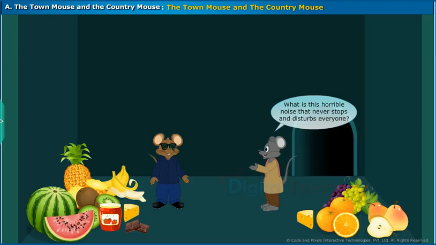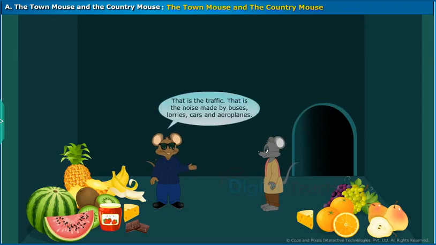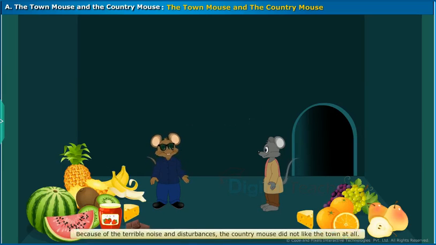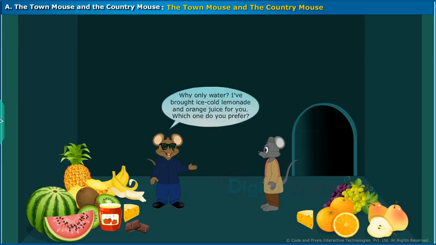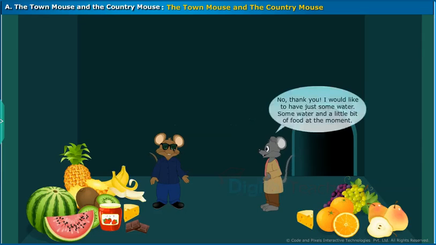"What is this horrible noise that never stops and disturbs everyone?" "That is the traffic. That is the noise made by buses, lorries, cars and aeroplanes." Because of the terrible noise and disturbances, the Country Mouse did not like the town at all. He felt a headache due to the unbearable noise of the traffic. "May I have a glass of water to drink?" "Why only water? I have bought ice cold lemonade and orange juice for you. Which one do you prefer?" "No, thank you. I would like to have just some water. Some water and a little bit of food at the moment."